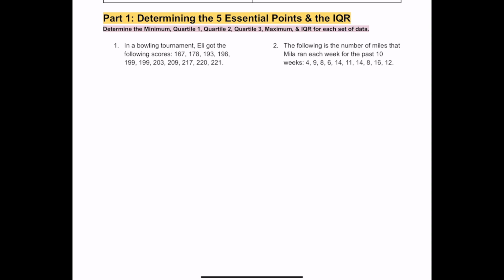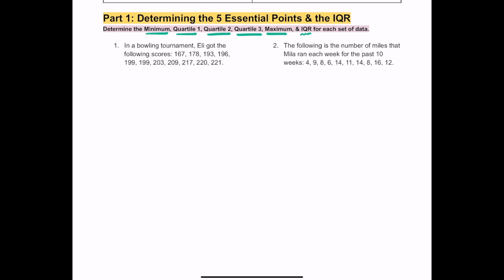So the 5 essential points are going to be the minimum, Q1 or the lower quartile, Q2 or the median, Q3 or the upper quartile, and the maximum. So those are the 5 essential points or 5 critical points, whatever you want to call them. And then afterwards, we will also find the IQR, which is the range of the middle 50% of the data. Okay, so let's get started.